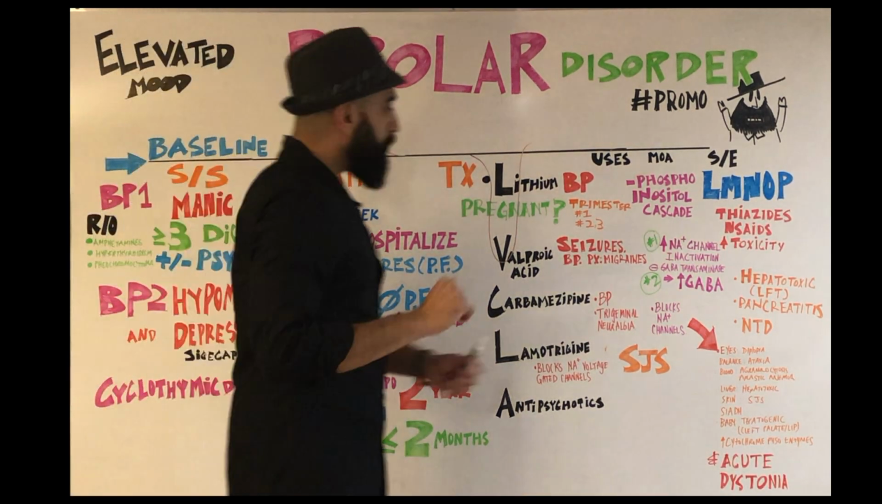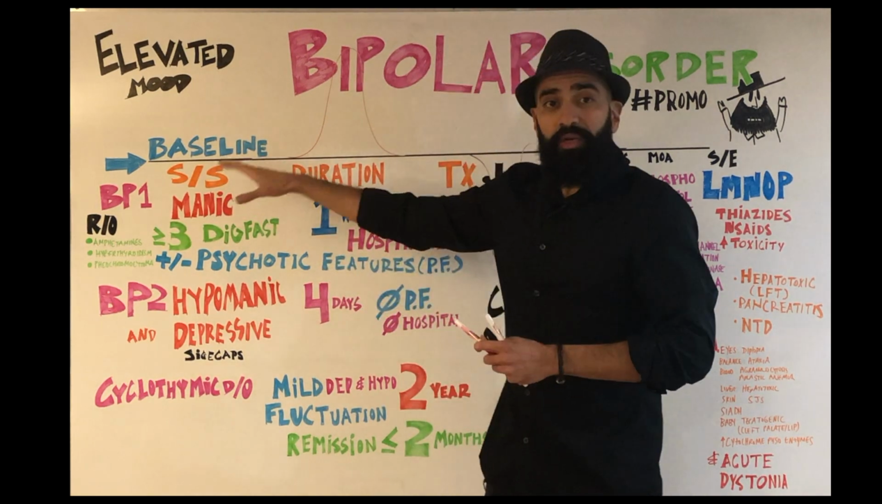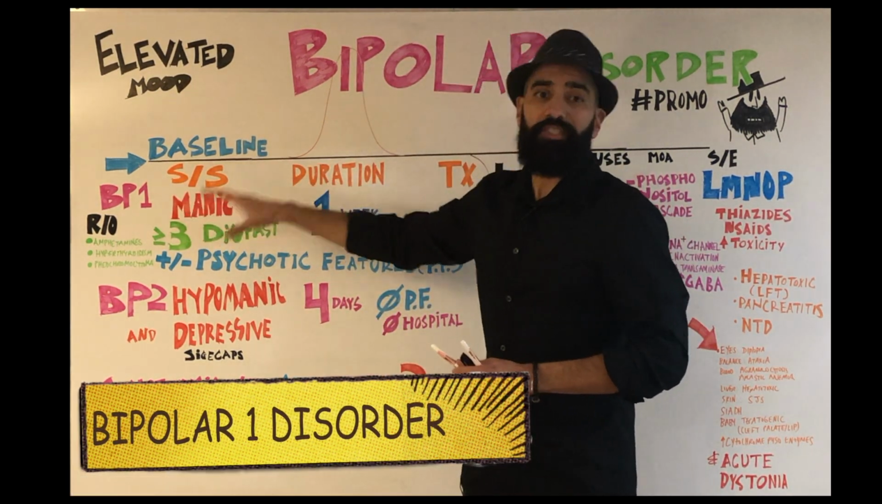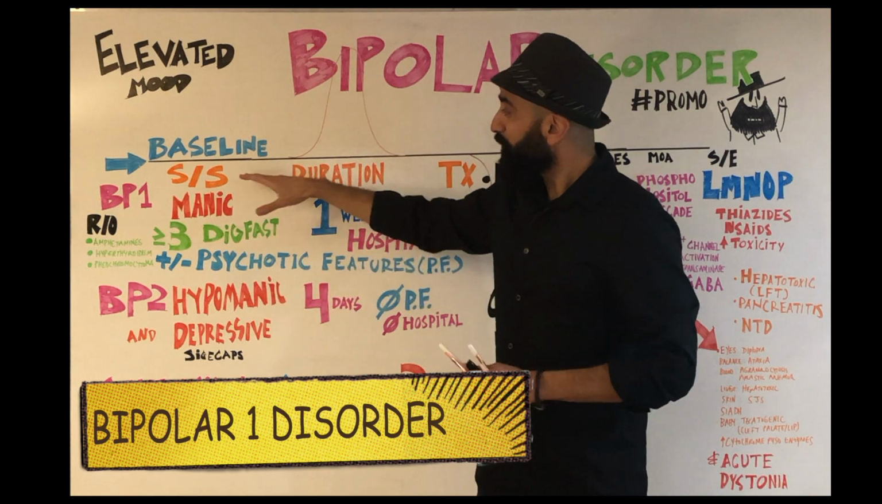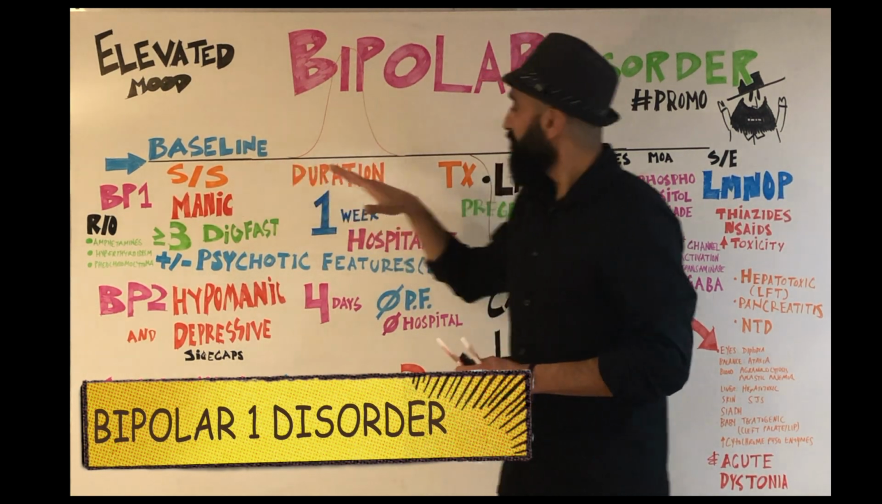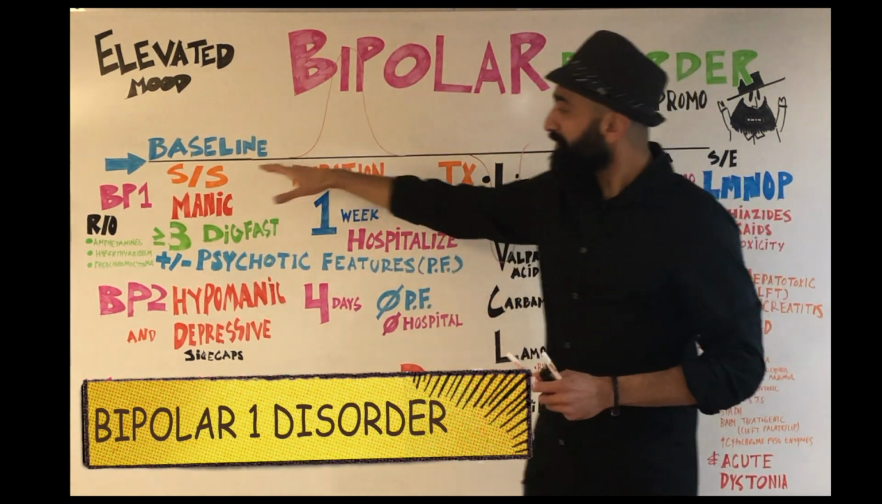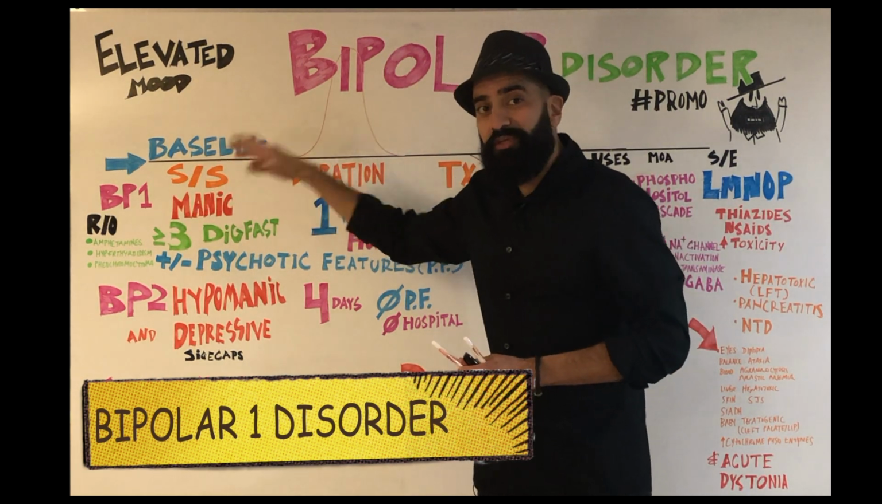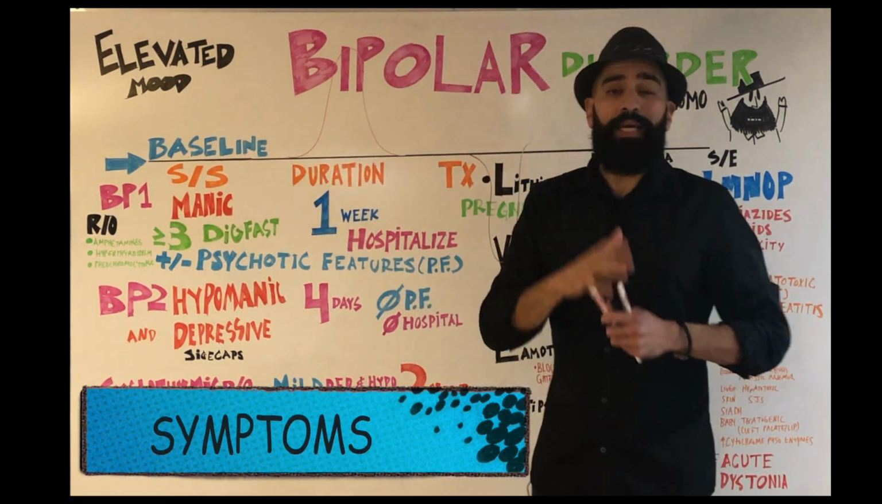So when we think about bipolar disorder, you want to distinguish between bipolar 1 disorder as well as bipolar 2 disorder. What are we going to focus on? We're going to focus on the symptoms, the duration, and the treatment. So let's start talking about the symptoms first. The symptoms of bipolar disorder.